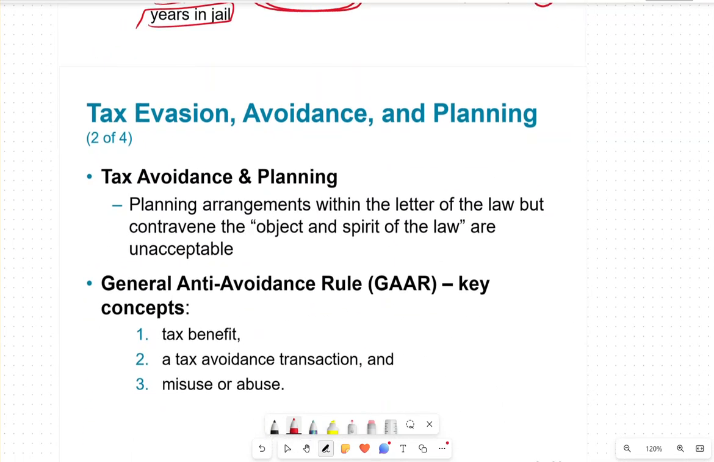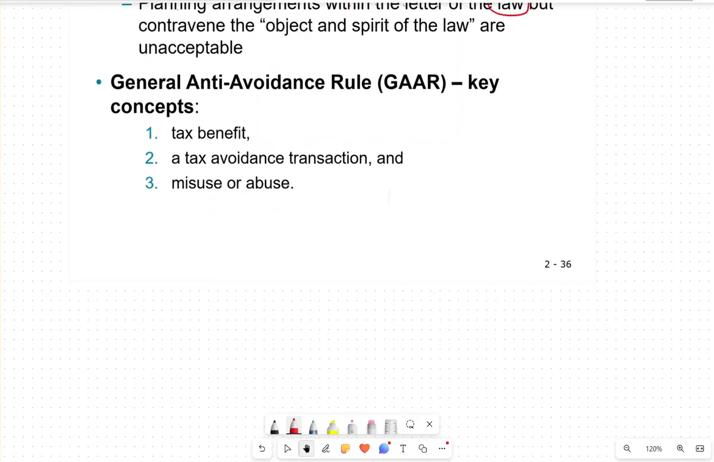Tax avoidance and planning is arranging your affairs within the letter of the law. You found a loophole, or you found out in the law that something applies to you. If it applies to you, then we call it tax planning. You could put money in the RRSP to reduce your taxes. You could claim tuition fees; this is planning. RRSP is planning. Avoidance and planning are always good, because you can avoid paying taxes through the planning process.